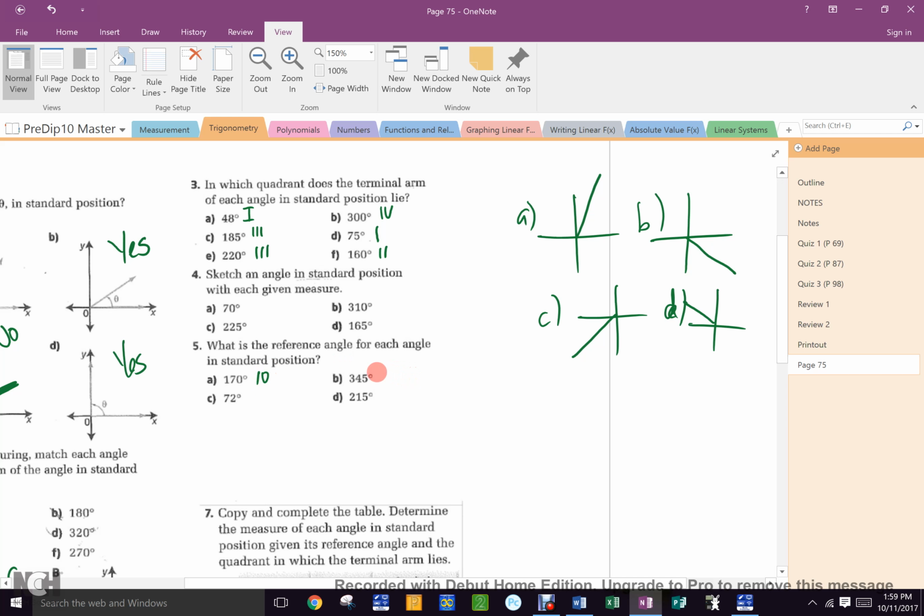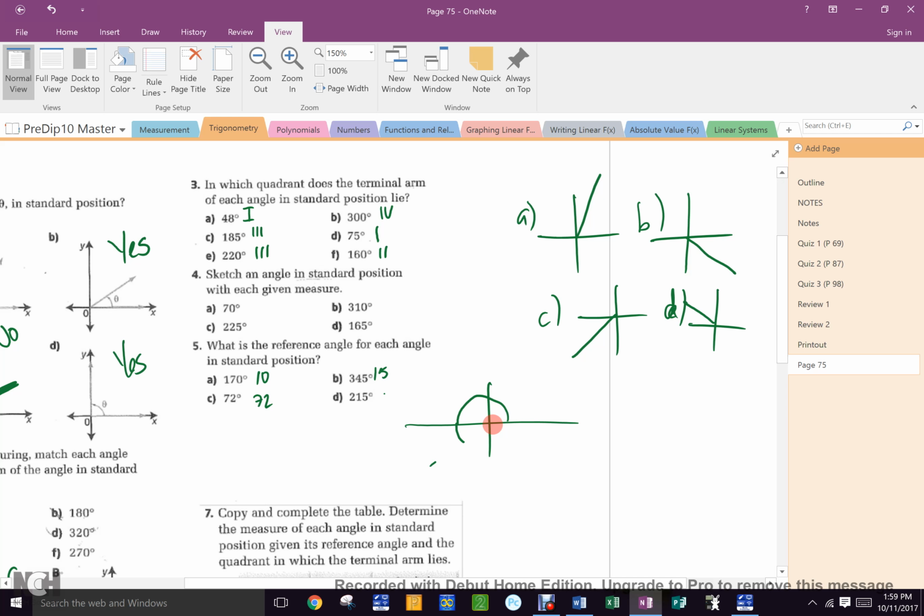Reference angle for A. 10. B. 15. C. 72. D. How much? 55? 180, 215.